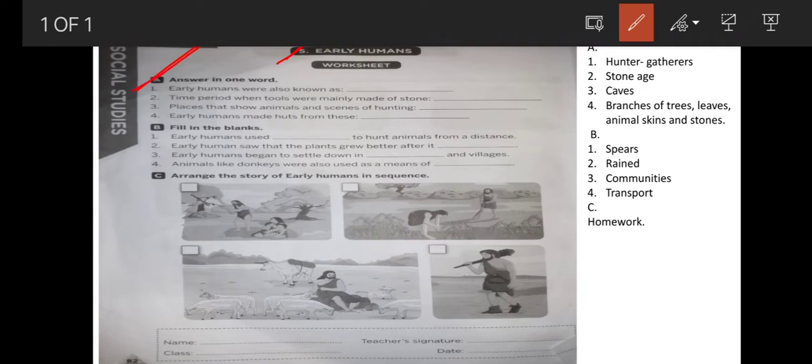1. Early humans were also known as hunter-gatherers. Early humans were known as hunter-gatherers. Why? Because they killed animals for their food and they moved from one place to another.